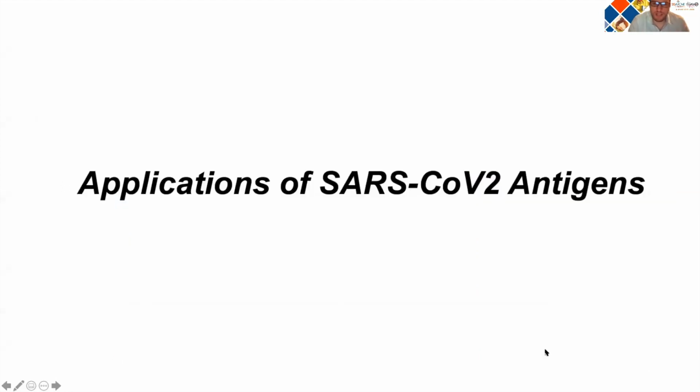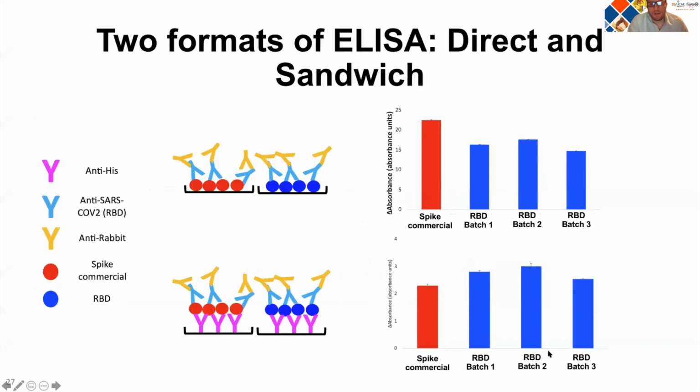And well, with these antigenic proteins from SARS-CoV-2, we have some applications. The first one: we designed two formats of ELISA. The first one is a direct ELISA, composed by adding the antigen produced by us, and as a control, we use a commercial spike, represented in red. The RBD that we can produce in E. coli is represented in blue. And this is the first ELISA that we can design.